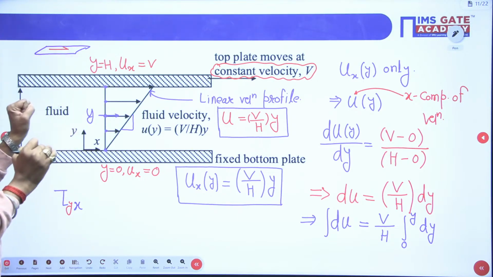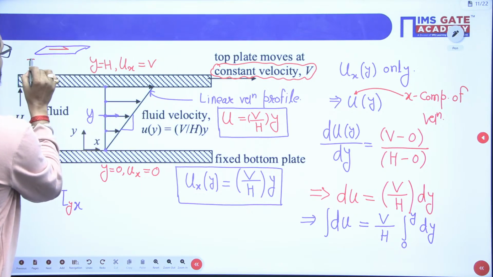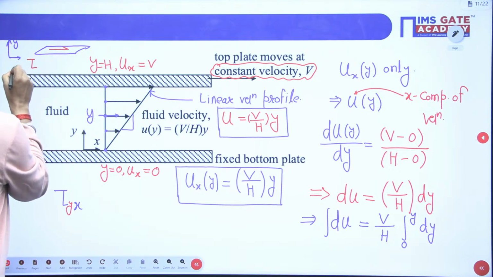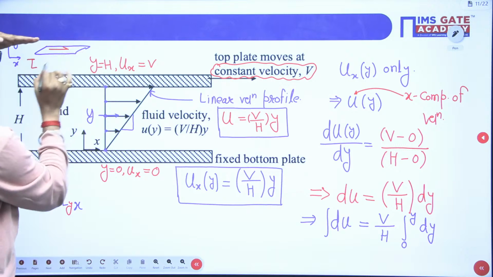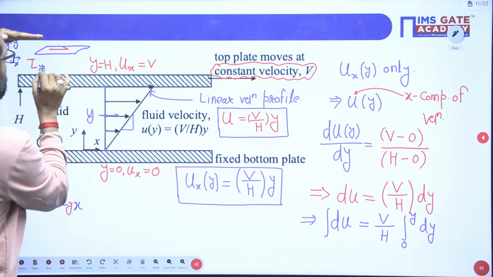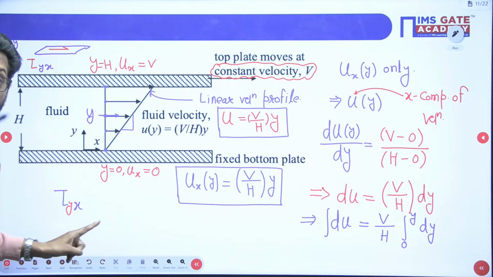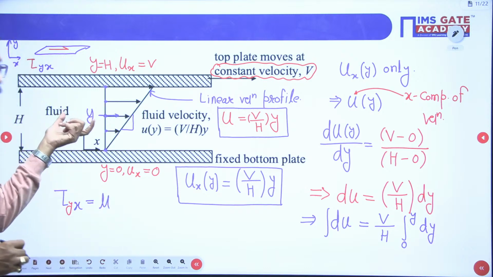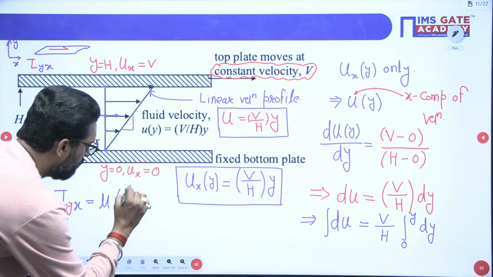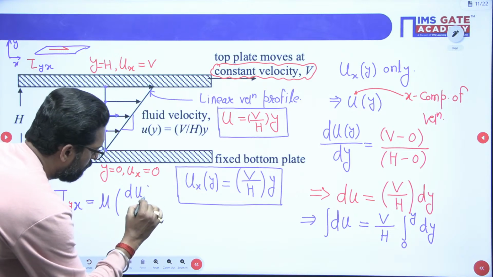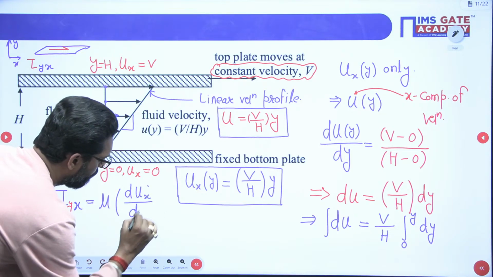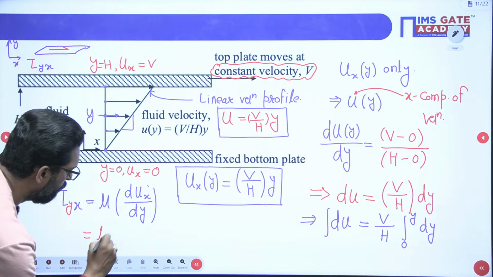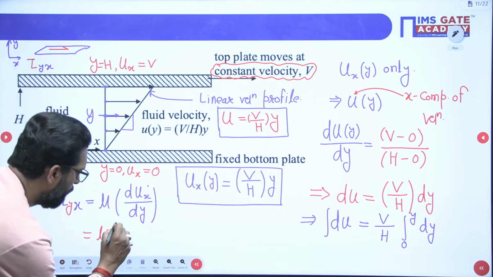So what is the direction of this tau? So tau, this is the y direction, beta, and this is your x direction. So tau perpendicular to the plane y, in which direction? X direction. So tau y x. Notation is very important, I am telling you. That is equal to mu, dynamic coefficient, into du, x velocity component, divided by dy. So if you put this value here, that is your mu, so v by h.